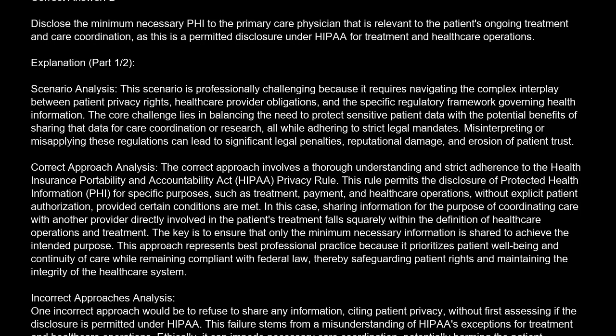The correct answer is D. Disclose the minimum necessary PHI to the primary care physician that is relevant to the patient's ongoing treatment and care coordination, as this is a permitted disclosure under HIPAA for treatment and healthcare operations.